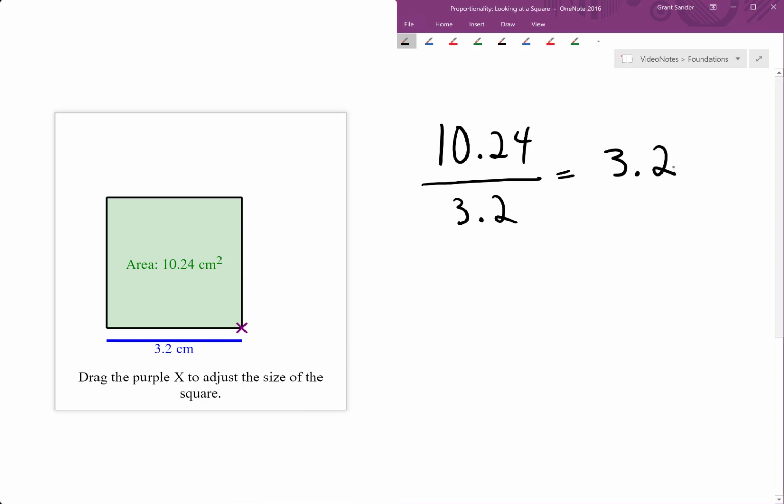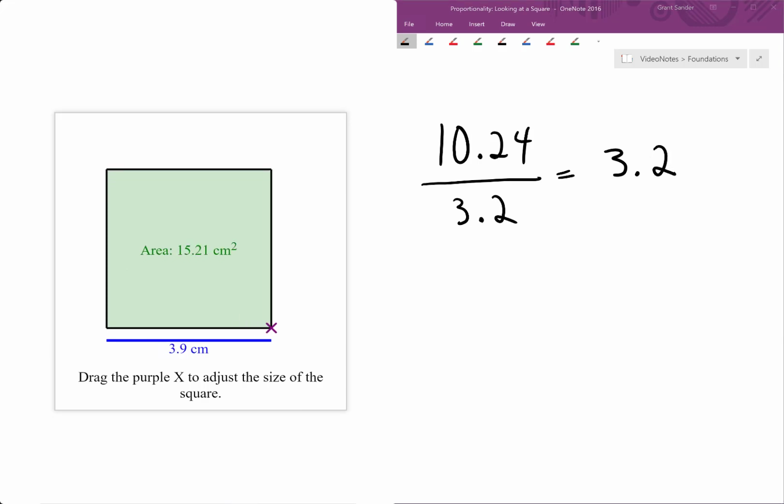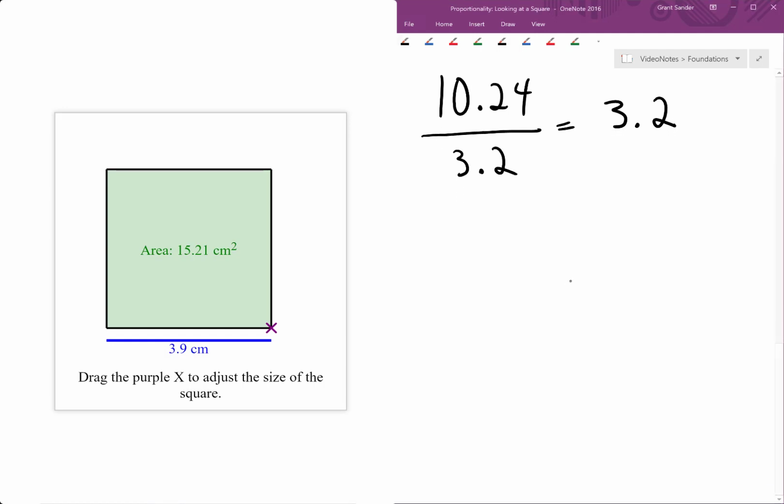Now, if we let this square get a little larger, we posit at some other moment, then at this moment, the measure of the area, 15.21 square centimeters, in units of the side length in centimeters, which is 3.9, that measurement is equal to 3.9.